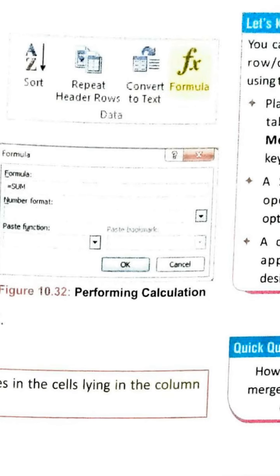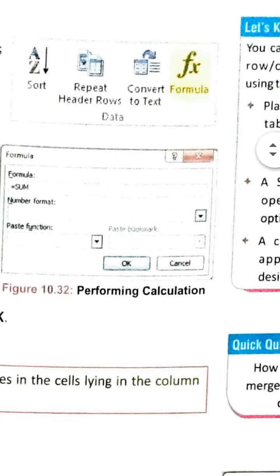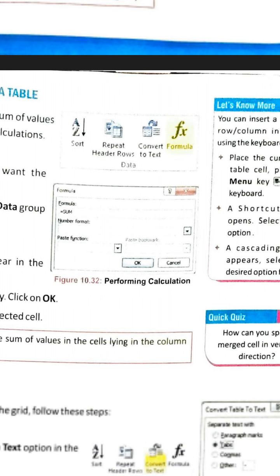Have a look at the yellow colored button. When you click on it, the formula dialog box will come up. In this dialog box, by default the sum formula is given and you can calculate whatever you want. After that, click on OK.